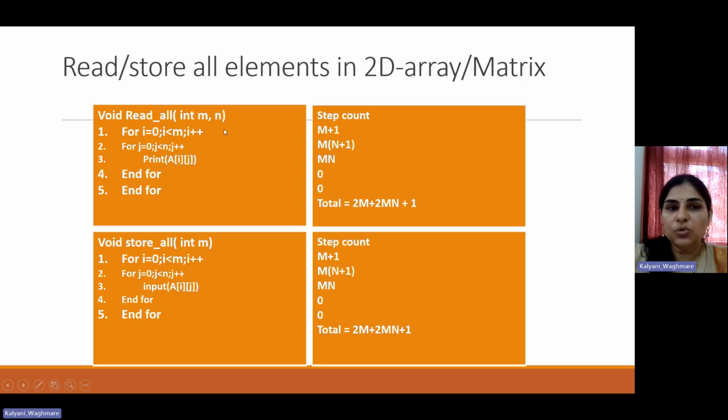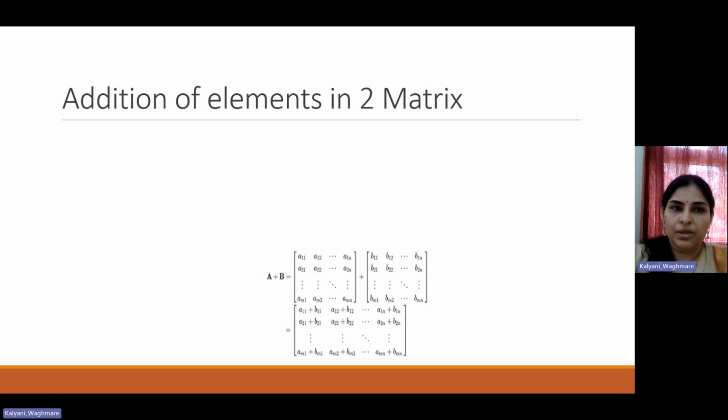Here m into n, we are considering m as the number of rows and n as the number of columns. If m is equal to n, then it is going to come as 2m square plus 2mn plus 1. So that's why its complexity will come as n square. The same thing will be applicable while storing information in the matrix as well.